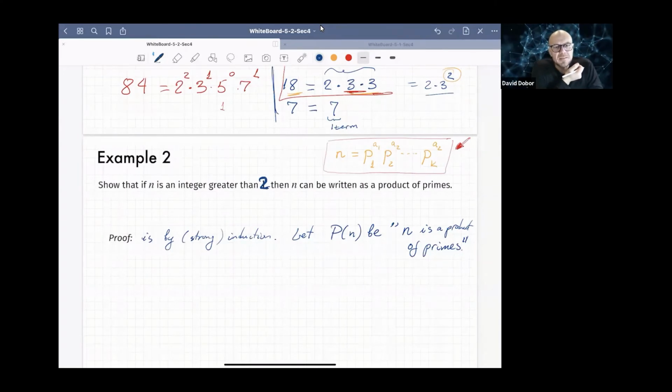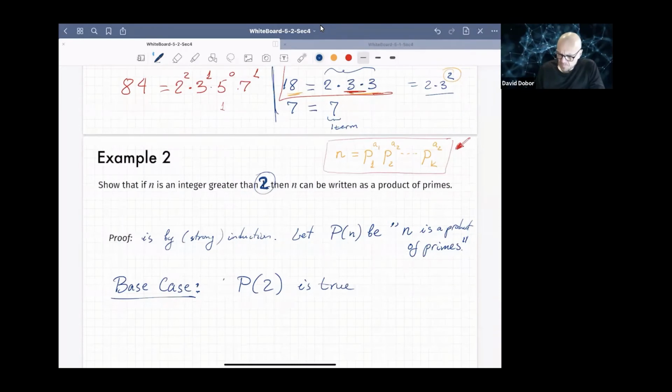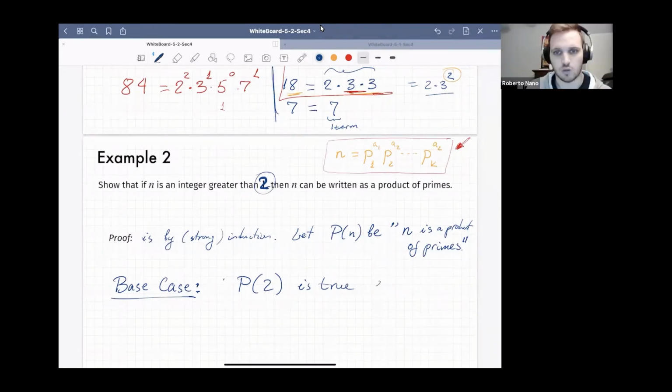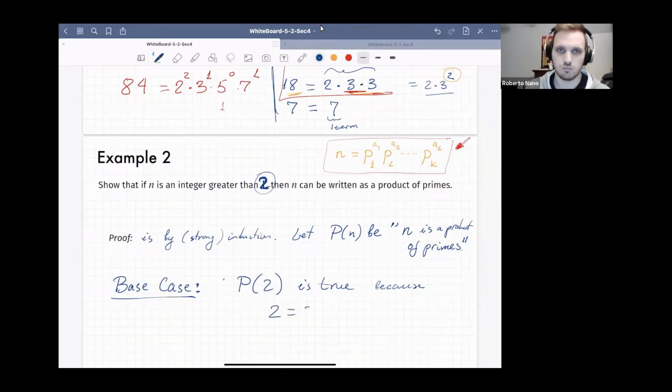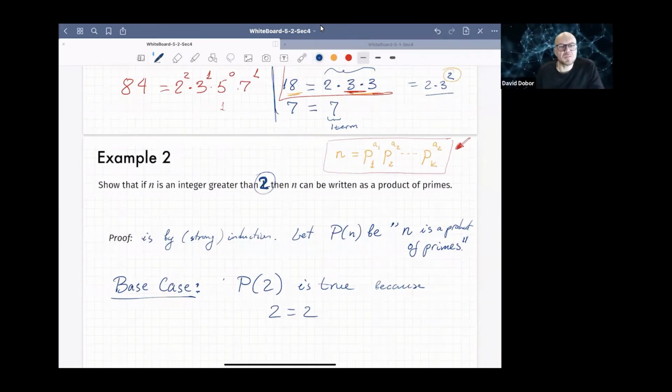What's my base case? The base case is the same. We're starting at 2. It's true for 1 too, but start at 2. What is P of 2? Two equals 2, exactly. It's a product of primes. There's just one prime in the term, like 7 equals 7 here. There's just one term in the product. So 2 is a product of primes. So we're just proving it for the first case, the base case.